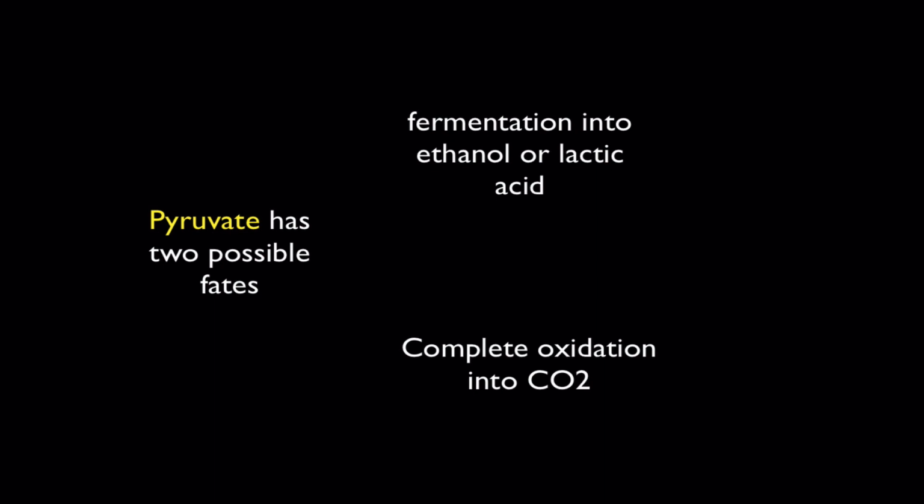Now, pyruvate has 2 possible fates. We can metabolize it using oxygen and completely oxidize it down into carbon dioxide. That's going to give us the most energy. Or pyruvate can be fermented. It can be run through a different set of enzymes that don't require oxygen to do their job, and we can get some energy out of that also. And there are two types of fermentation. One type produces ethanol, which is the food alcohol you probably have heard about, or lactic acid, which is an acid found in things like yogurt.